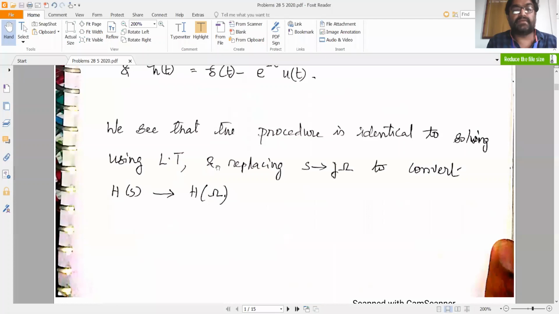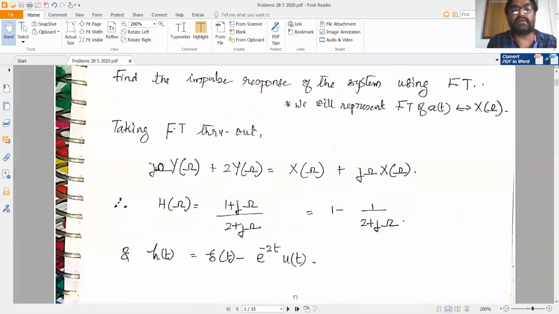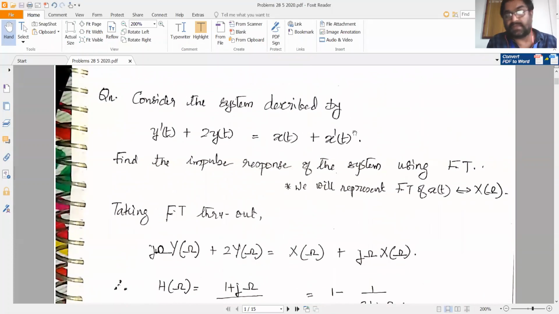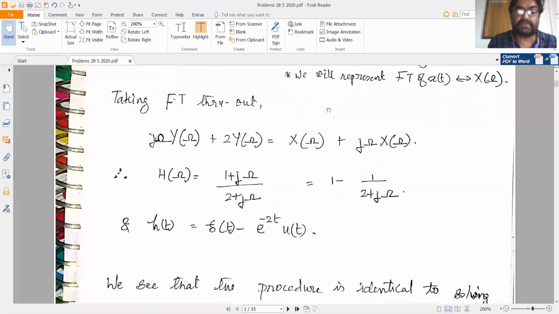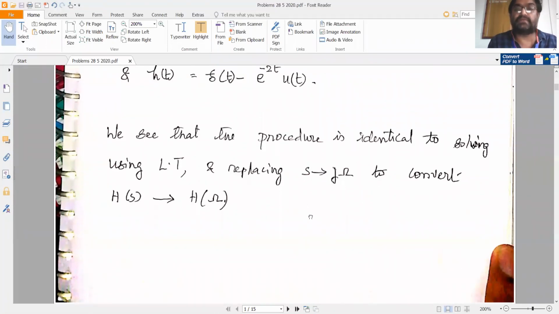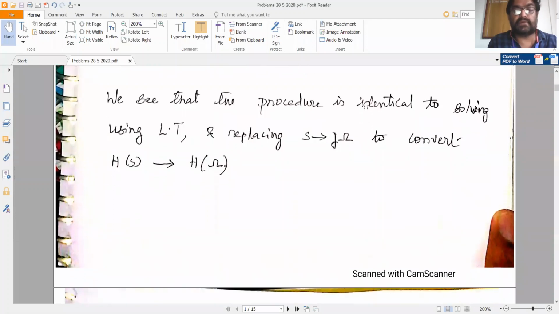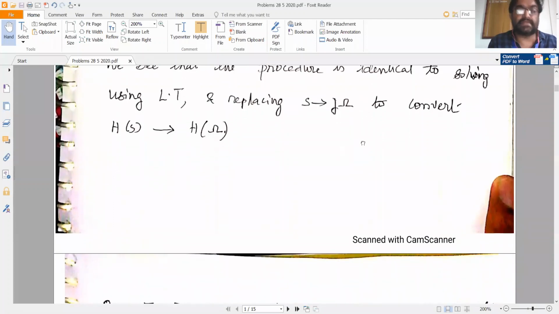solving using Laplace transforms. You could have just taken the Laplace transform of this equation, and then in the final expression you could have replaced s by j omega. So that would have converted h of s to h of omega. In fact, it's very similar to the Laplace transform procedure. Whatever you had done for this question using Fourier transform, the same procedure is applicable for Laplace transform as well.